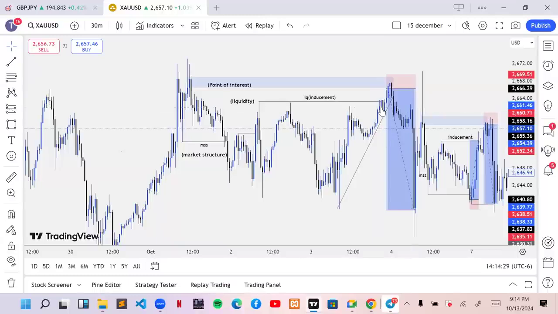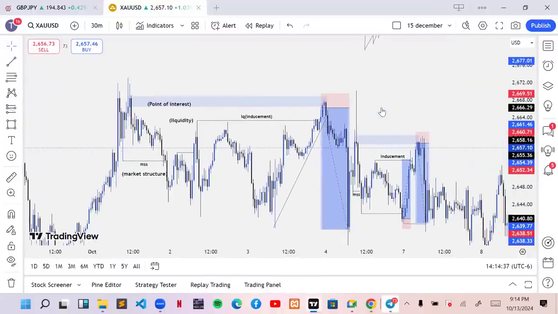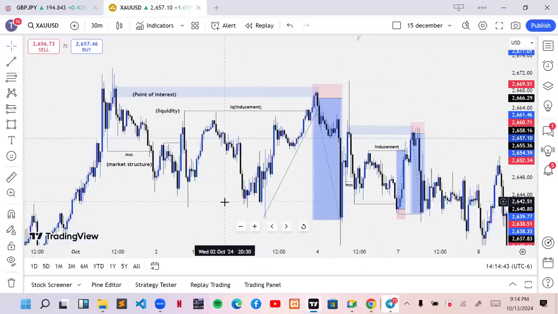Then this should be for reaction. This should be for analysis. So look at the left side. What's happening here? Then this should be for your take profits and everything. But for here is what you're going to analyze and trade. You understand? Okay, bro.